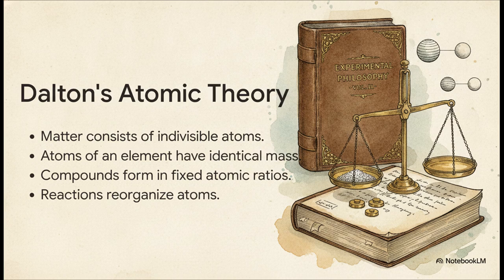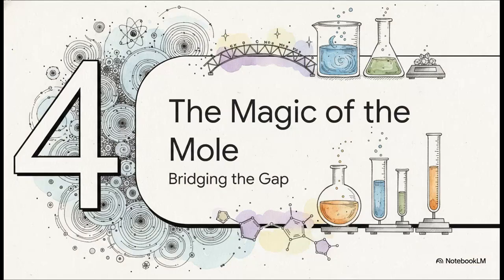He essentially proposed that matter consists of indivisible atoms, that all atoms of a given element have identical properties, and that compounds form when different atoms combine in fixed ratios. Chemical reactions? They're really just a reorganization of these atoms. Now, obviously, science evolves, and we later learn that atoms can actually be divided into subatomic particles, but Dalton's framework completely revolutionized chemistry forever. Let's move to Section 4 and see how this builds.